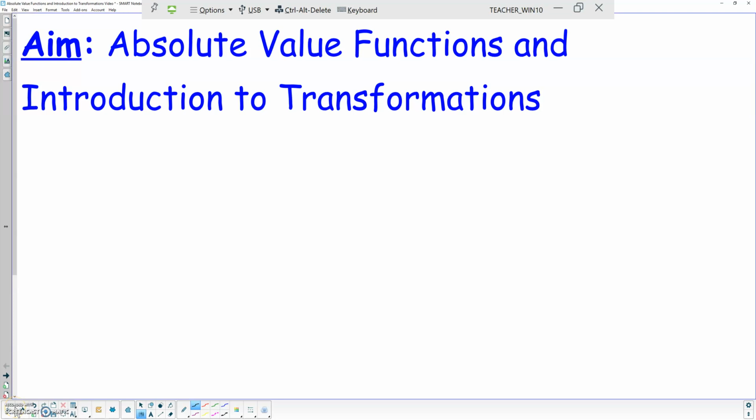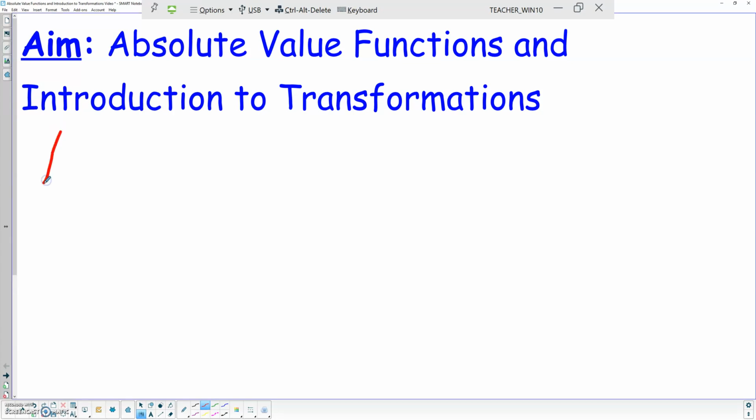Hey everyone, so in this lesson we're going to be taking a look at the absolute value function. So we're looking at a new function and we're going to introduce some transformation rules. Okay, so first let's just review absolute value, right? So absolute value is a number's distance from 0 on a number line.